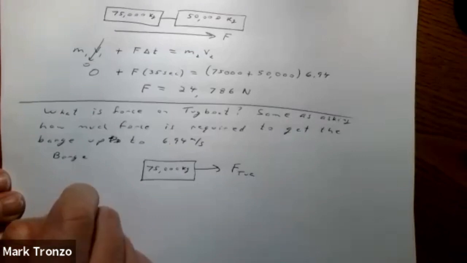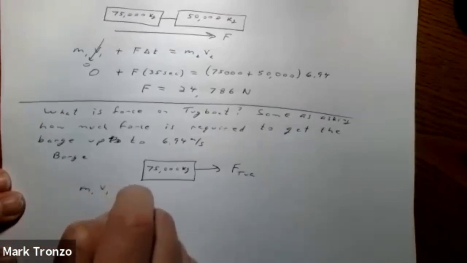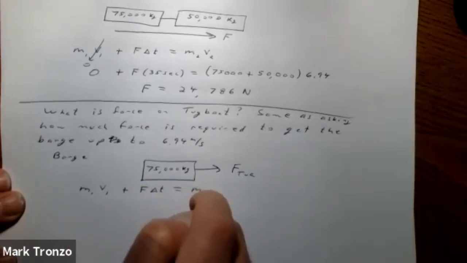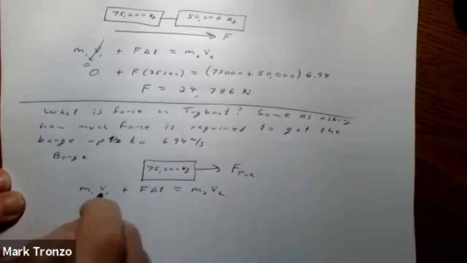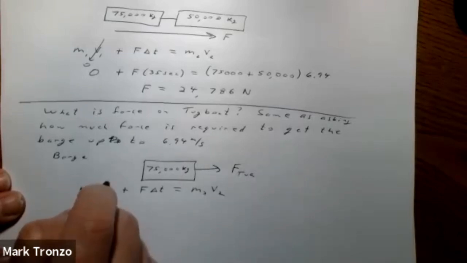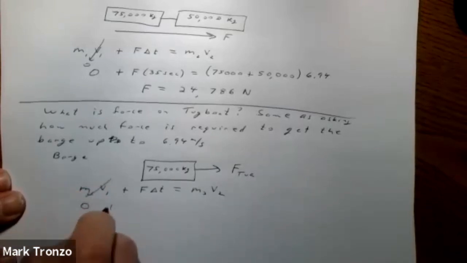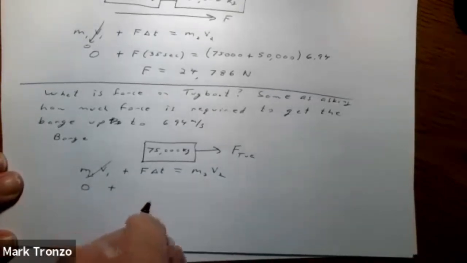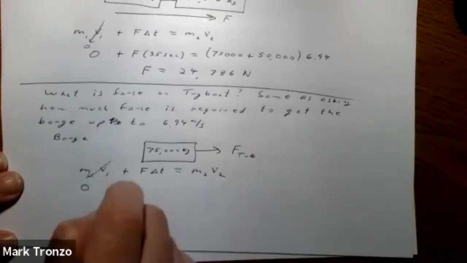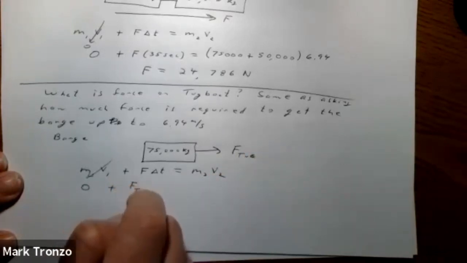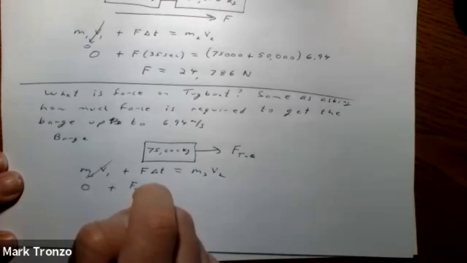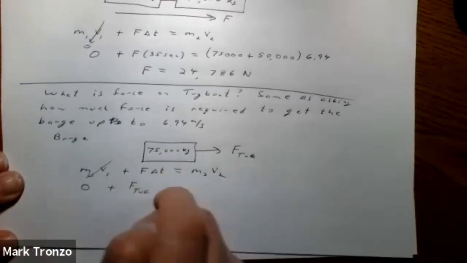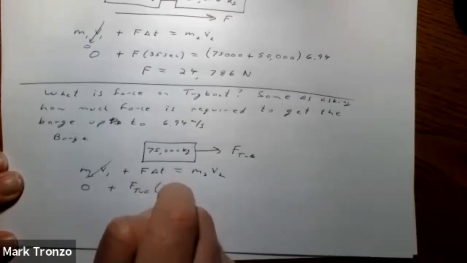So we have M1, V1, plus force delta T. Once again, we don't have to integrate. M2, V2. Again, it's starting from 0, so this is going to be 0 here. And then plus the force from the tugboat, times 35 seconds.